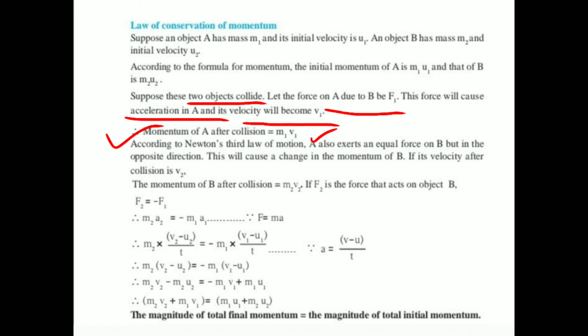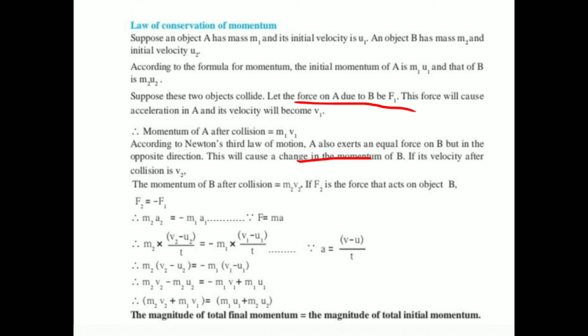According to Newton's third law that we have seen, every action force has an equal and opposite reaction force. So if B exerts force F1 on A, A also exerts the same force on B in the opposite direction. Therefore, we can say F2 is equal to minus F1 because of Newton's third law. And we know that force is equal to mass into acceleration. So F2 is m2 a2 and minus F1 is minus m1 a1, because F is equal to ma.